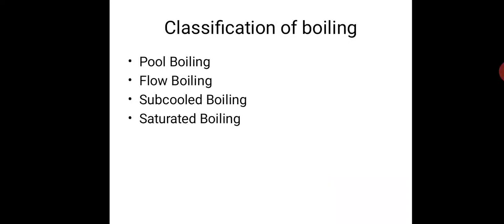Next is the classification of boiling. In this section, we are considering pool boiling, flow boiling, subcooled boiling, and saturated boiling. Boiling is called pool boiling in the absence of bulk fluid flow. Any motion of the fluid is due to the natural convection currents and the motion of the bubbles under the influence of buoyancy.